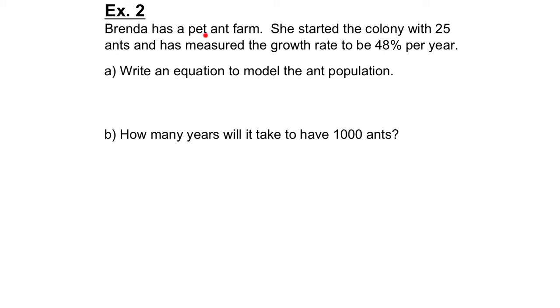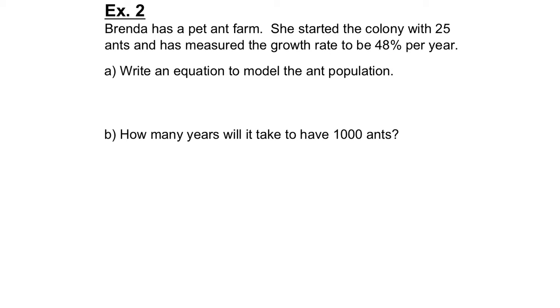Okay, Brenda has a pet ant farm. She started the colony with 25 ants and has measured the growth rate to be 48% per year. So we're going to write an equation to model the ant population. Then we're going to use that equation to figure out how many years will it take to have 1,000 ants. Okay, so this is a population question.